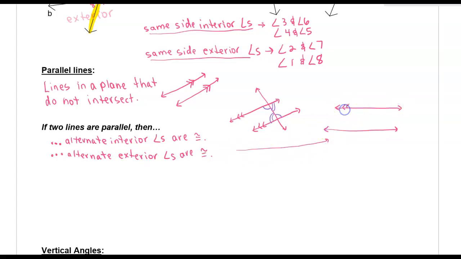Here are two parallel lines. Here is a transversal. Alternate exterior angles are here and here, so those two are congruent, and the only other pair is here and here. If two lines are parallel, then corresponding angles are congruent.